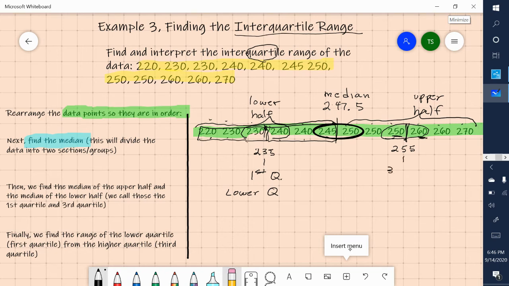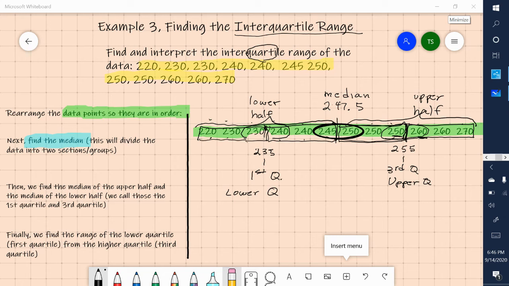Again, we'll call that our third quartile, or our upper quartile. And you can see here that we have 3 numbers from the median to the third quartile and 3 numbers from the third quartile to the maximum value.